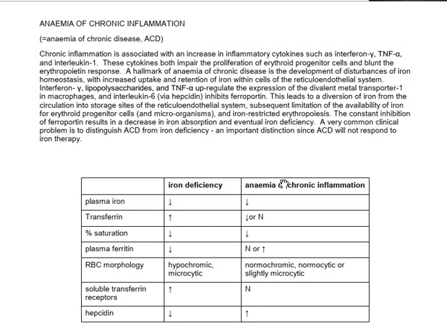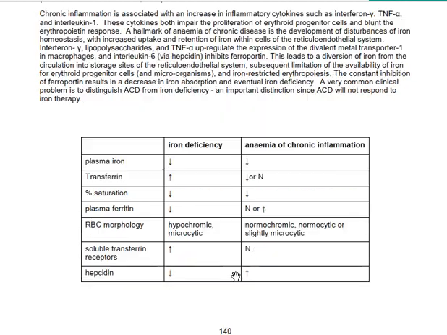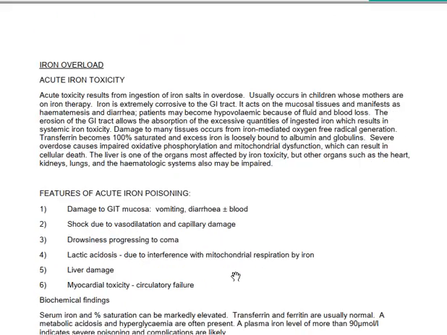Why? Because hepcidin is a very good protein to prevent the iron uptake by certain bacteria in the body. Is it clear? And now the soluble transferrin receptors are going to increase in iron deficiency to just say that the cells of the body are craving iron. So these receptors are going to increase, while they are going to be normal in anemia of chronic inflammation.